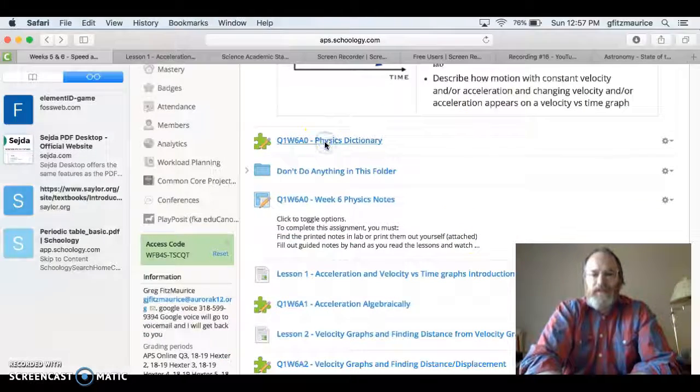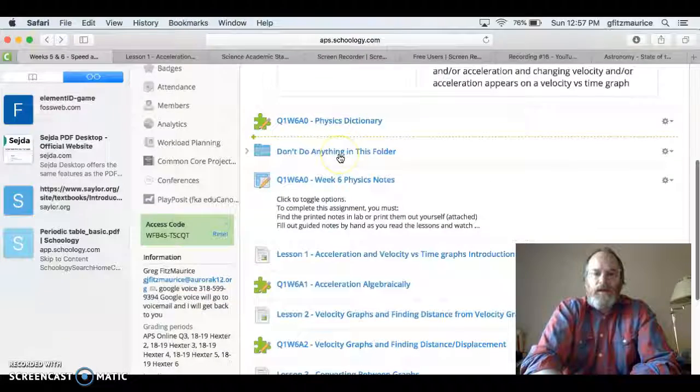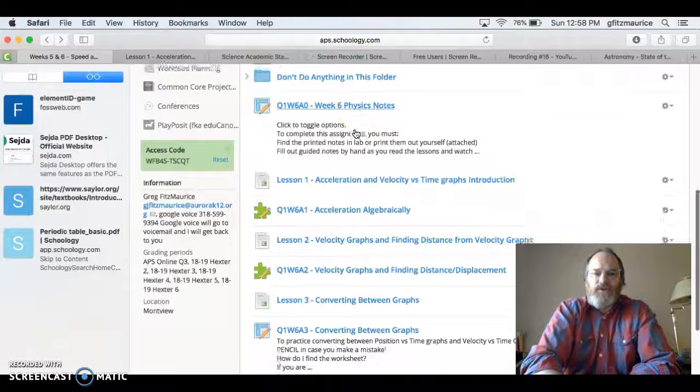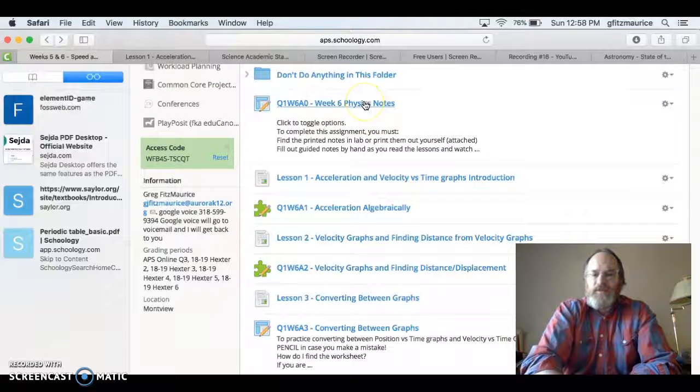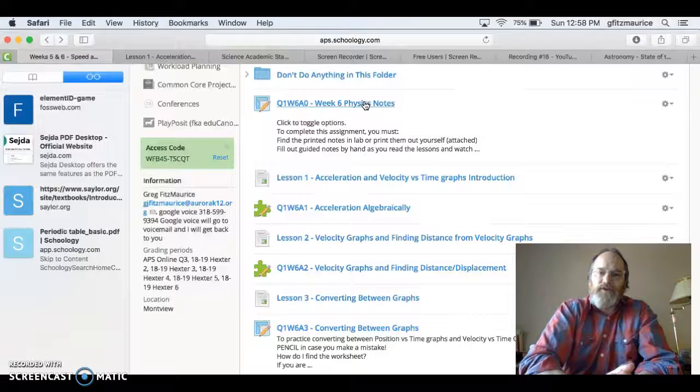Physics dictionary assignment, clicking on that here, and it's loading now. Only one word for you to write down by hand, acceleration. Write that down in your physics dictionary. Don't do anything in this folder, just as it says. Physics notes. That's just a set of blank notes to help you with this week. You can print out the information, you can take your notes on this sheet that is attached.